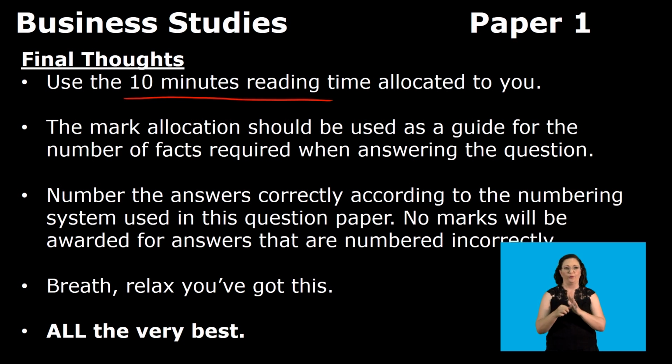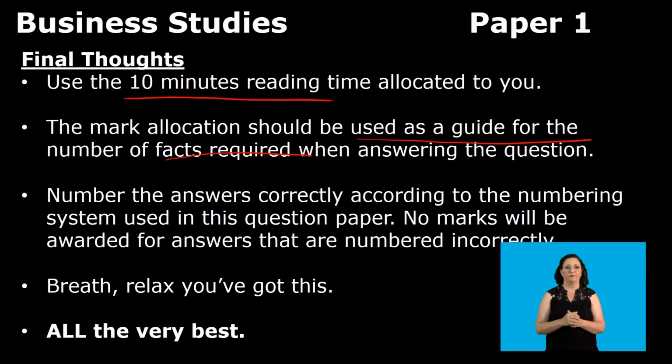Secondly, the mark allocation should be used as a guide for the number of facts that are required when answering the question. Remember when I said to you, when they say explain 3, discuss 4 factors, you need to look at those so that you can know. Sometimes you're not given the number of facts that you have to give. Sometimes they'll just say discuss the impact maybe of crime as a socioeconomic issue, 6 marks. So when you're giving the answer, you need to look at the mark allocation so that you can give the answers properly. Remember, full sentences for full marks.